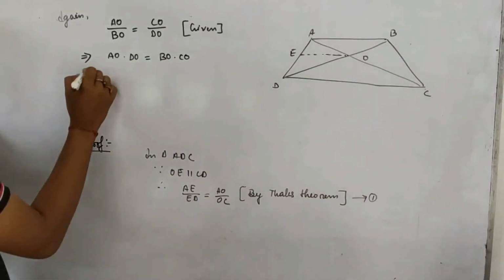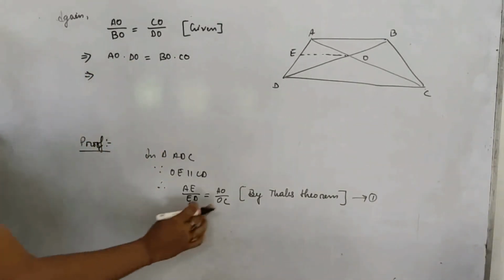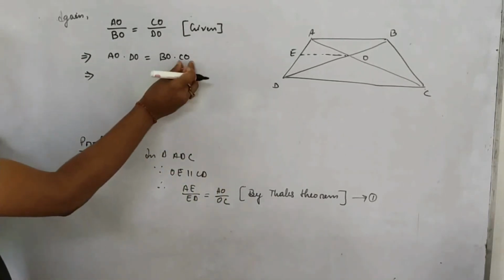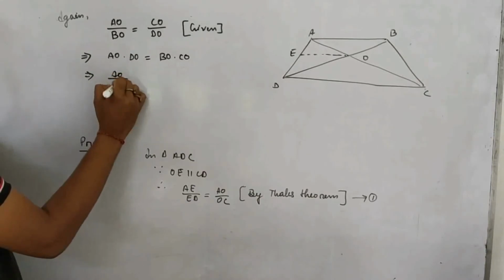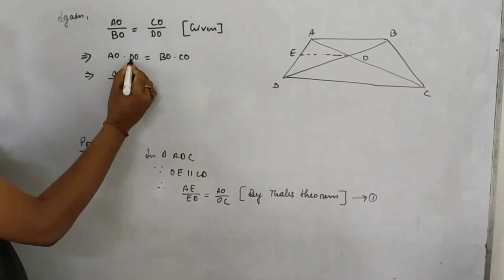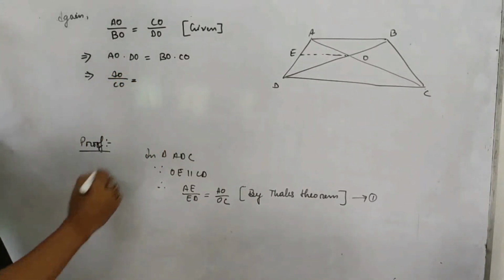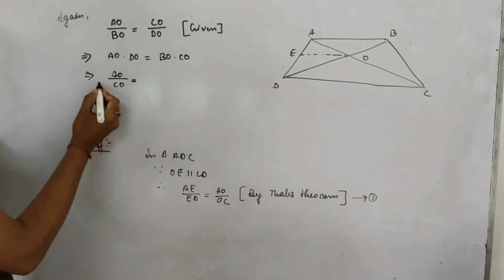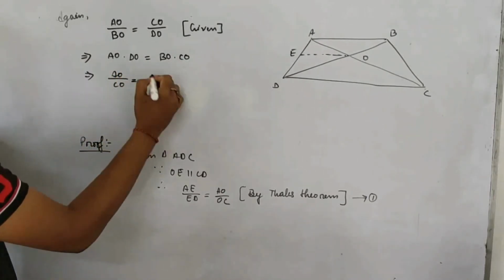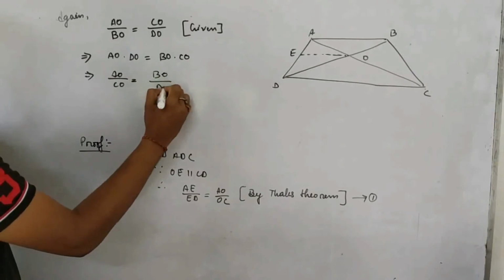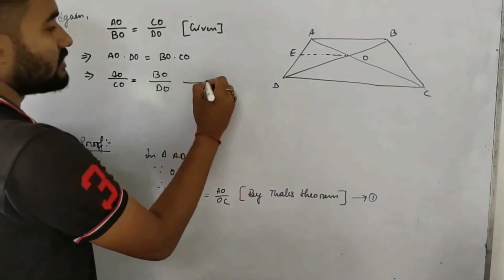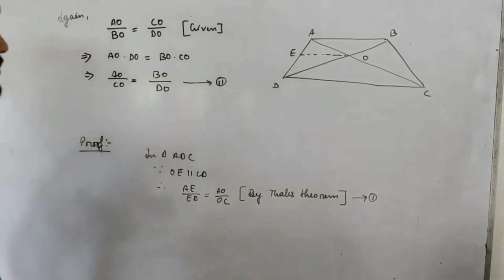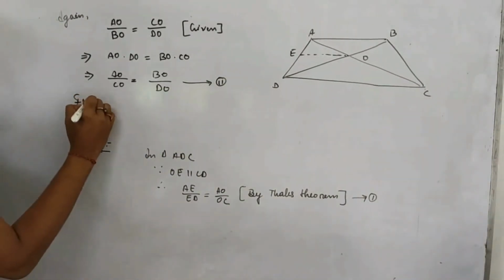Which implies, how I need AO by OC. So this OC or CO will come below AO. AO by CO. And this DO will go below BO. This will come here below and this will go over here. BO by DO. Done? This one is equation 2.